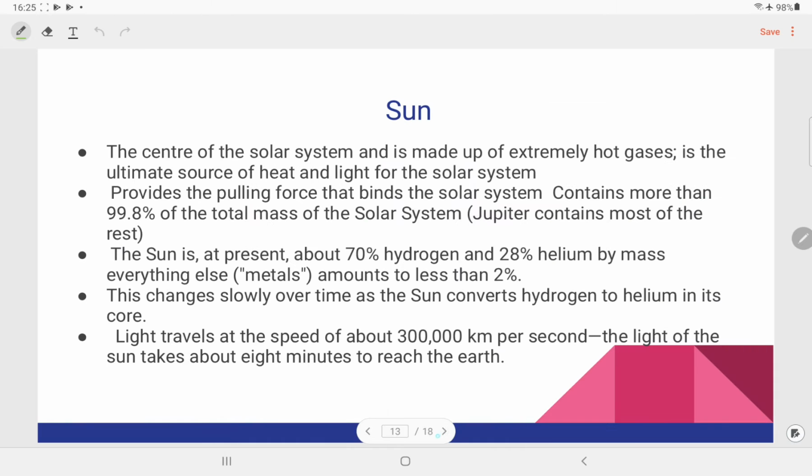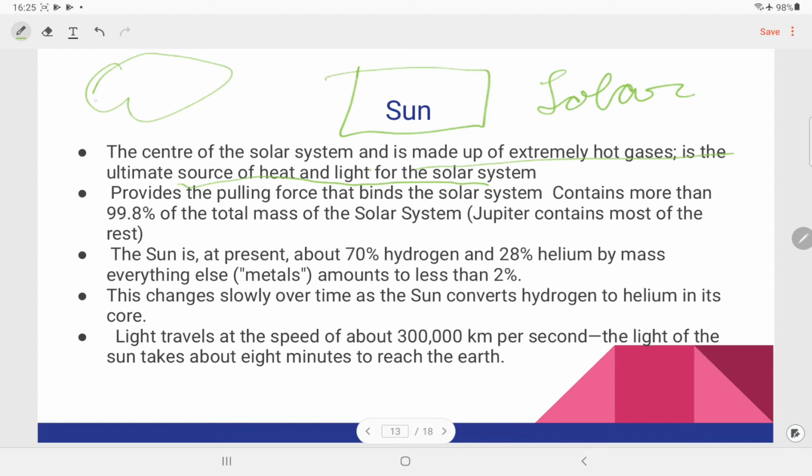So moving on, we have to know about the sun, because the sun is the biggest part of our solar system. There is a reason it is known as the solar, not lunar, system, because of the sun. It is the center of the solar system, and is made up of extremely hot gases, and is the ultimate source of heat and light for the solar system. It also provides the pulling and binding force of the solar system due to its heavy weight. The heaviest thing in the solar system is the sun itself.